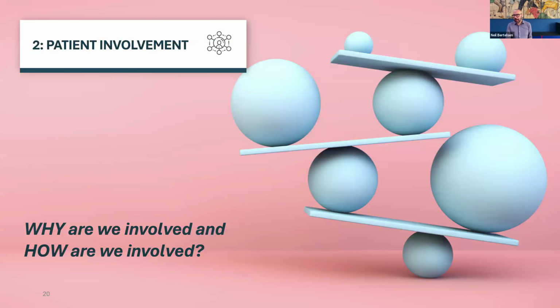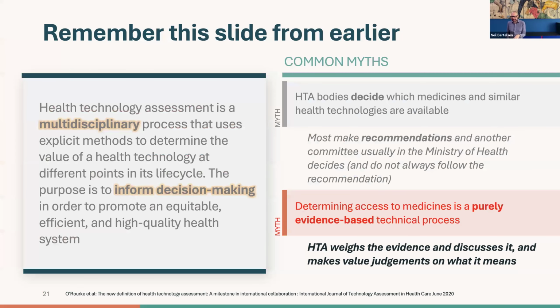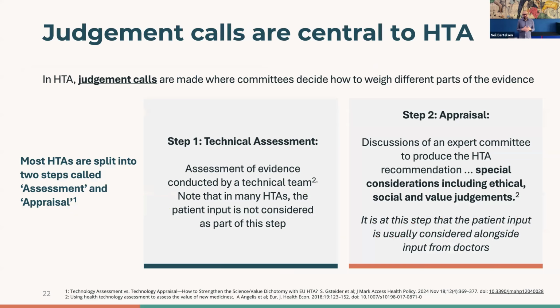So why are we involved and how are we involved? I want to look back at this slide, and the bottom right-hand side is where I said HTA makes judgment calls. They do that in a two-step process. Most HTAs are split into the technical assessment and then the appraisal. The technical assessment is where they number crunch all of the evidence provided in the dossier of information that the company has input into the HTA. So they do all the number crunching, they build all the questions.